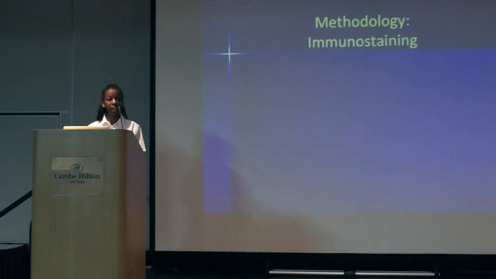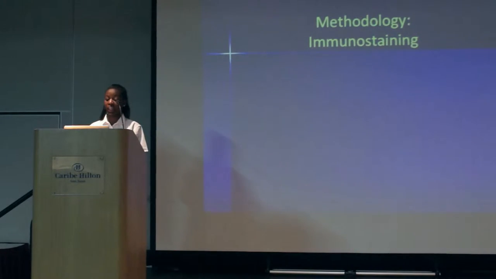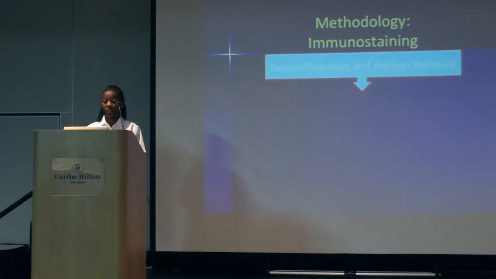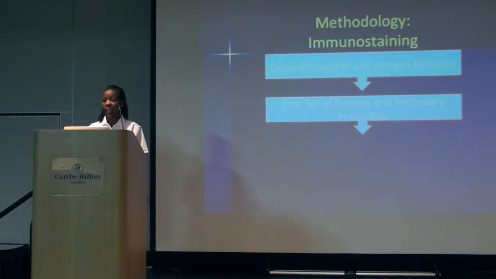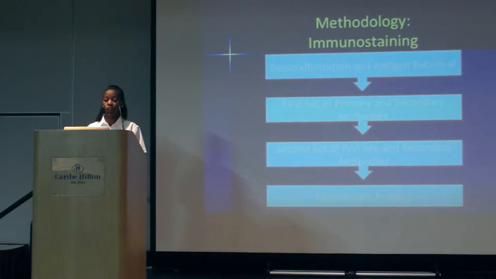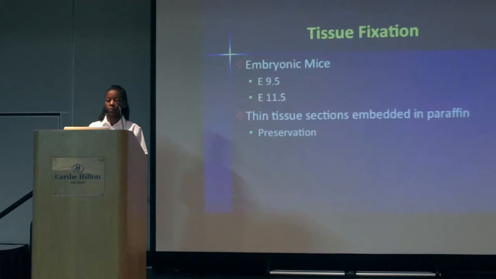Now, in order to detect HOP1's location and function, two types of protein analysis and detection methods were used. Our first experiment that we conducted was an immunohistochemistry experiment, which consisted of both immunostaining and immunofluorescence. First, the embryonic mice tissue sections were removed from the paraffin for us to have access to the antigen within. Next, a double staining procedure took place as the first set of primary and secondary antibodies were applied, and the second set of primary and secondary antibodies were applied. And to see the results, the tissues were viewed using a fluorescent microscope.